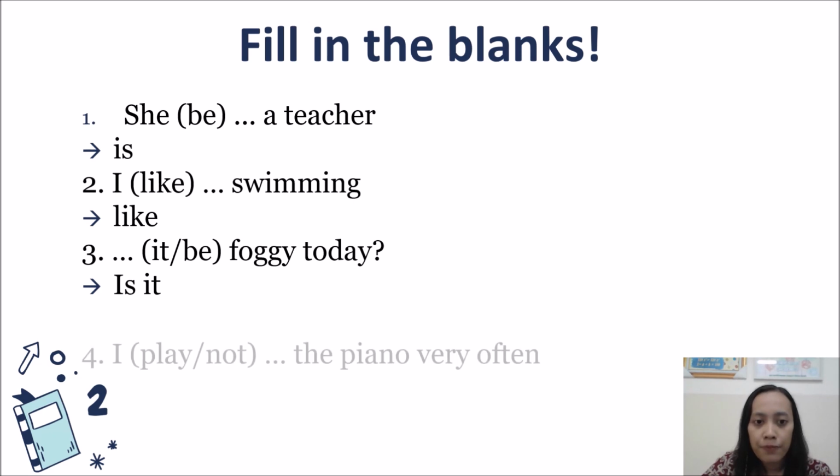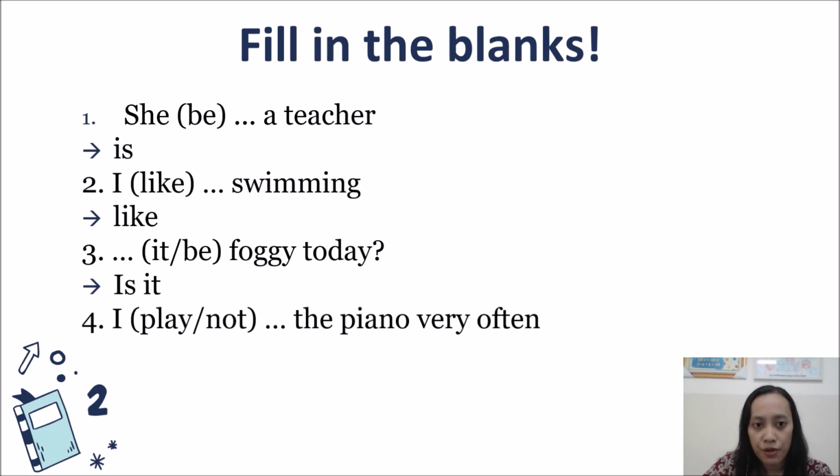And number 4, I (play) not the piano very often. This is a negative sentence. Because not cannot stand alone, it needs an auxiliary to help it. That's why we have to put the auxiliary do or does. Because the subject is I, we will put do. The sentence will be, I do not play the piano very often.